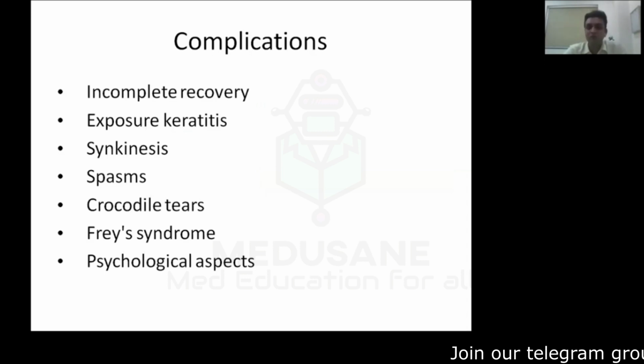Spasms are common after facial nerve recovery. That means when you want to eat something, there would be tears rolling down from your cheeks. Crocodile tears syndrome, that means there will be sweating on the cheek at the time of eating. And okay, we discuss some psychological aspects.